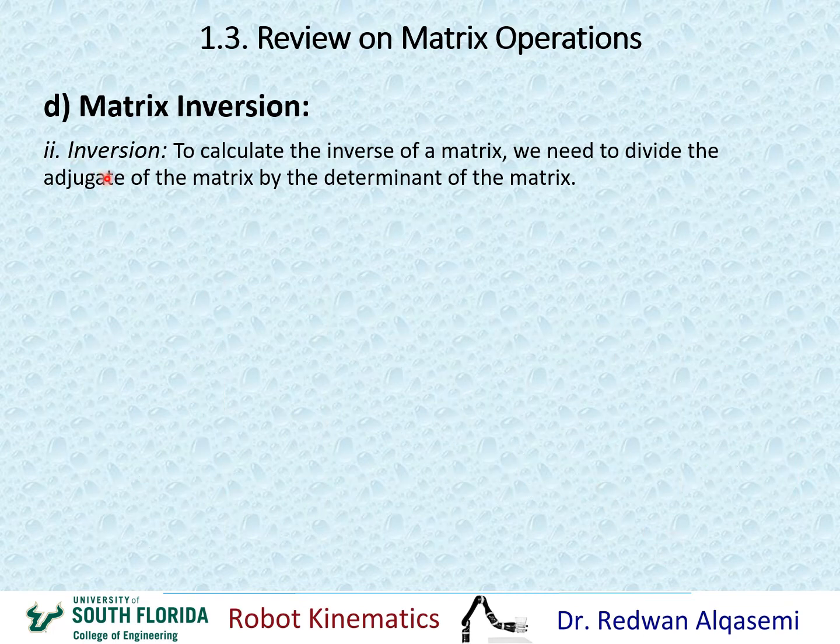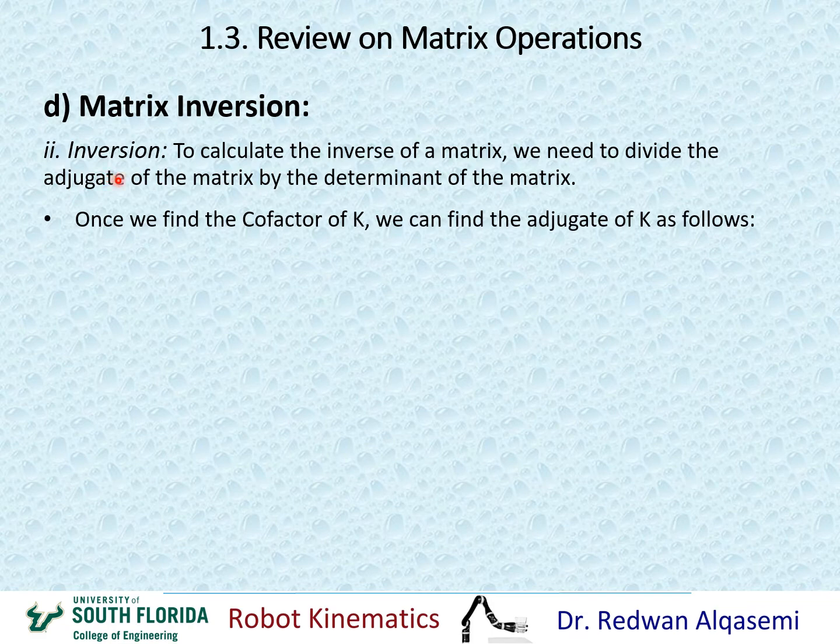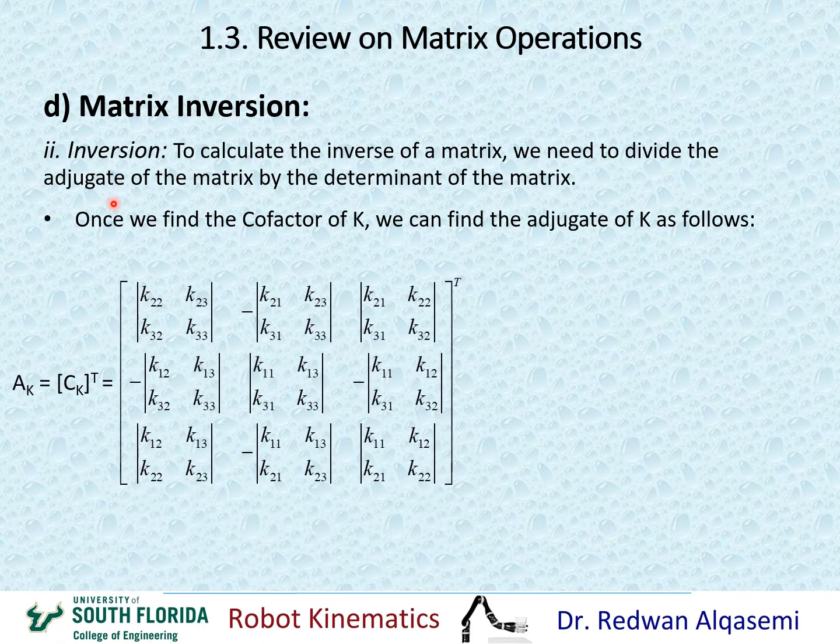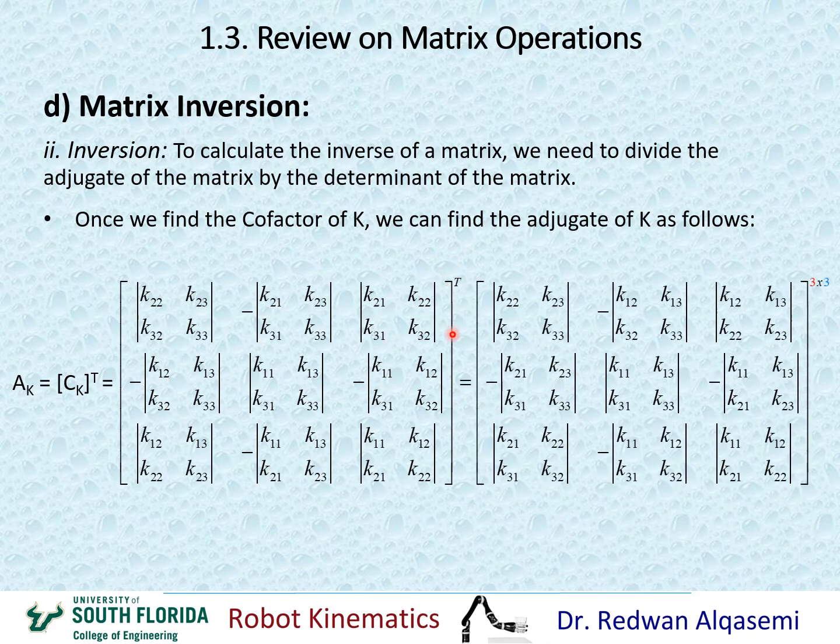Now, once we find the cofactor of K, we are ready to find the adjugate of K, which is basically the transpose of the cofactor of K. So the adjugate of K equals the transpose of the cofactor of K. We already found the cofactor in the previous step. All we have to do is transpose this, and we're going to come up with this matrix right here. From this matrix, we're ready to find the determinants of all these elements. I can find the determinants and place them here, and that will give me the adjugate of this matrix.